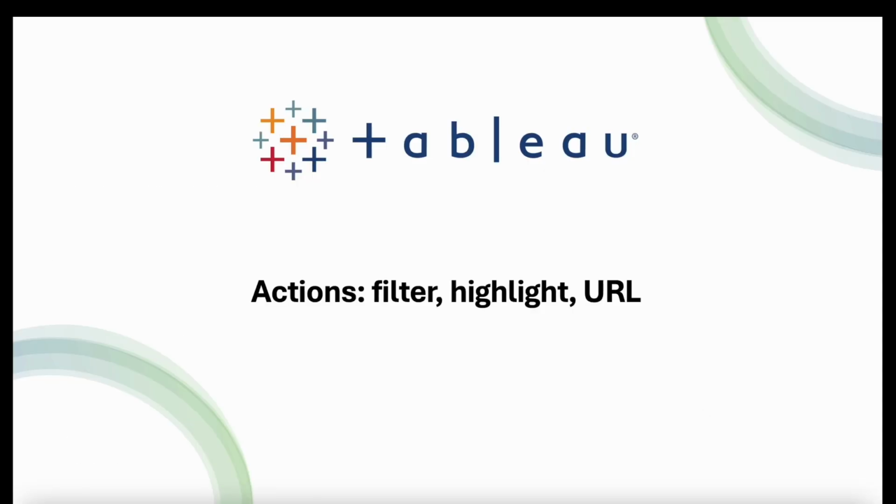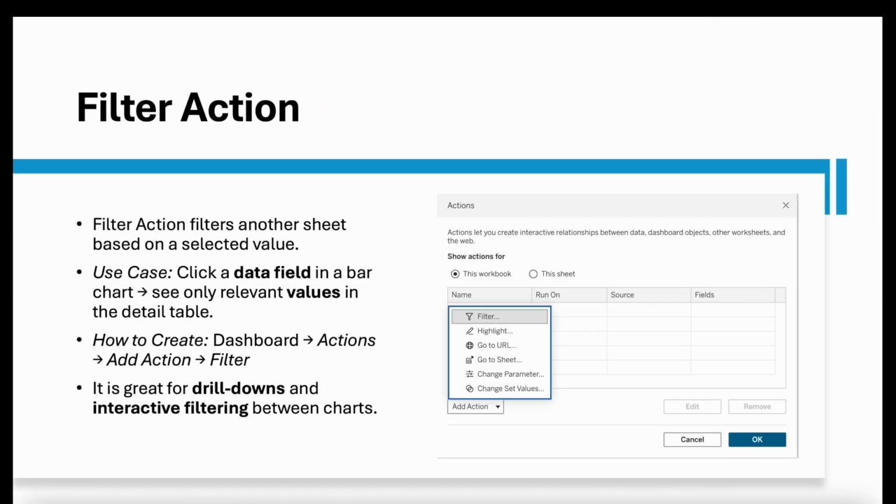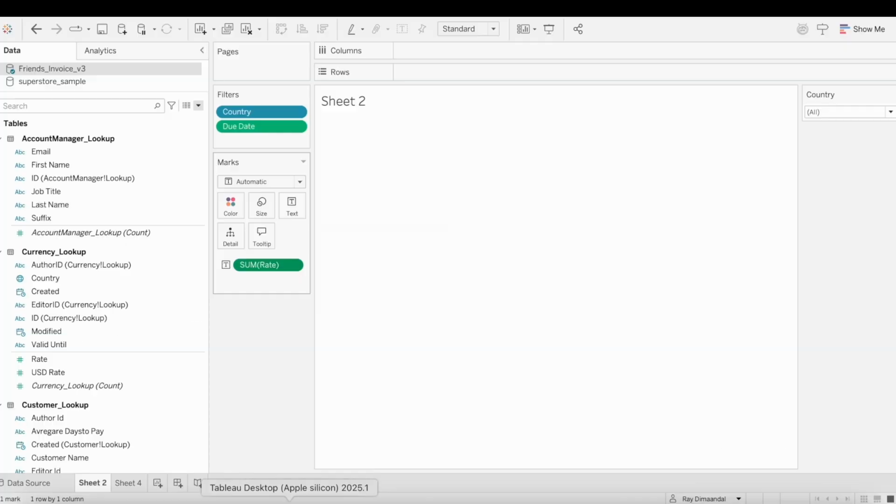Next are the different actions: filter action, highlight action, and URL action. This is one of my favorite things when I create a dashboard because it's so easy to highlight specific data when you want it to reflect in another data source or sheet. So the filter action filters another sheet based on a selectable value.